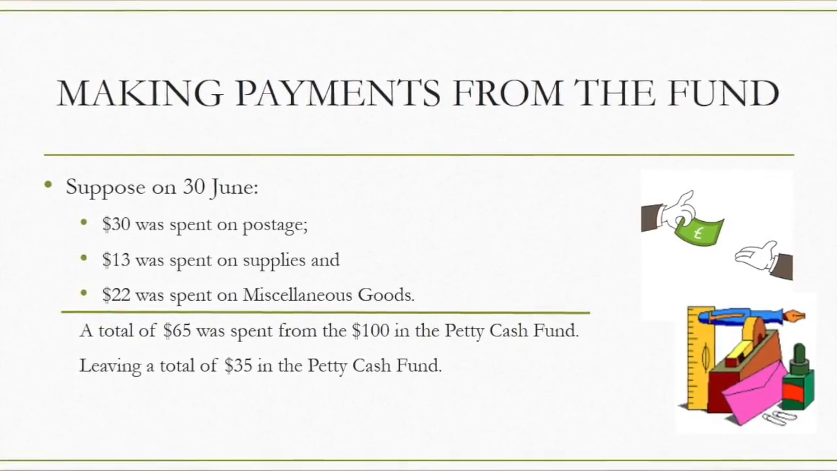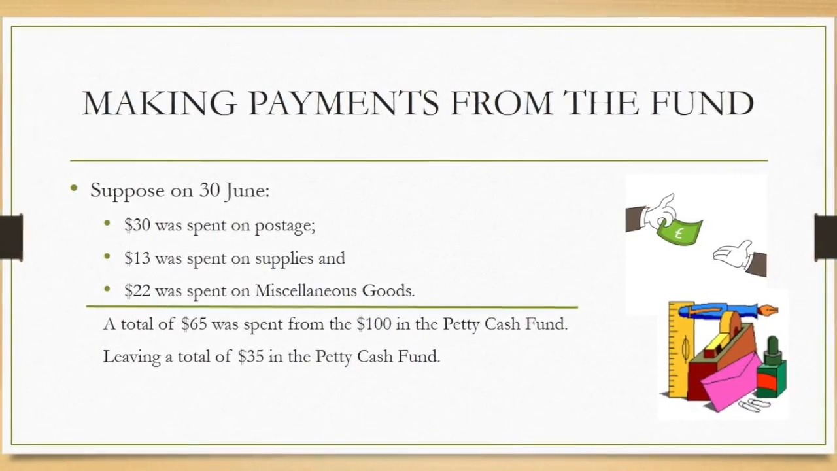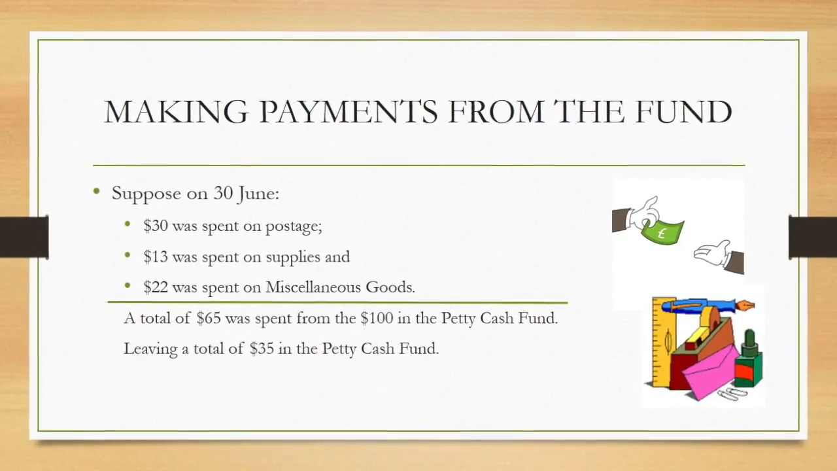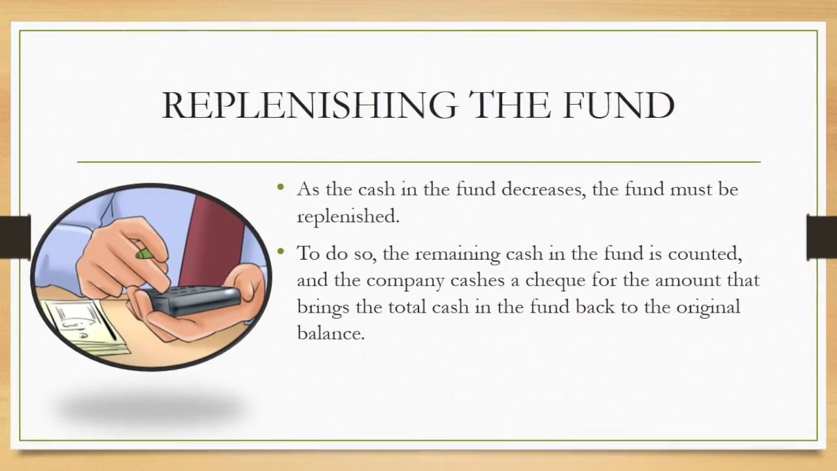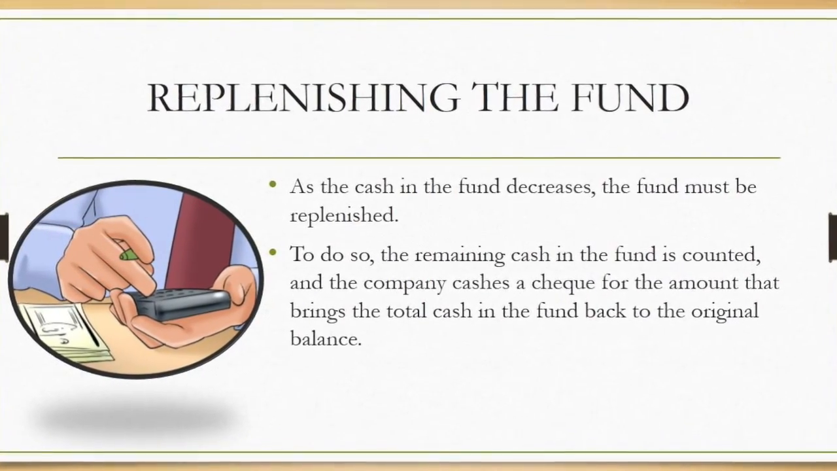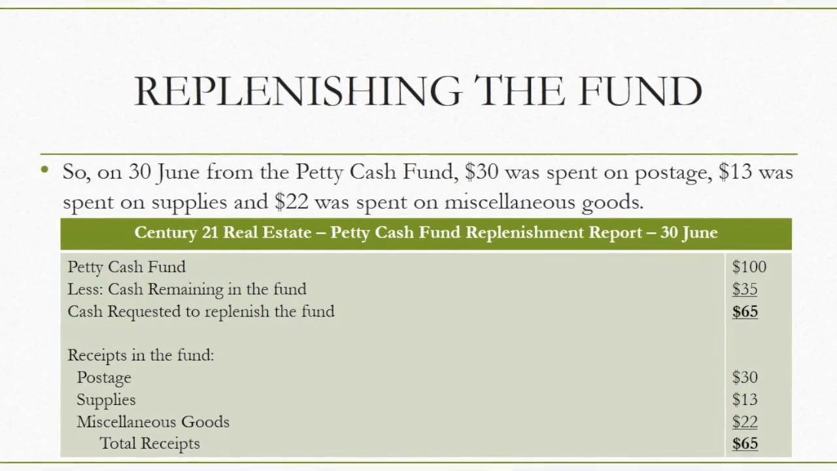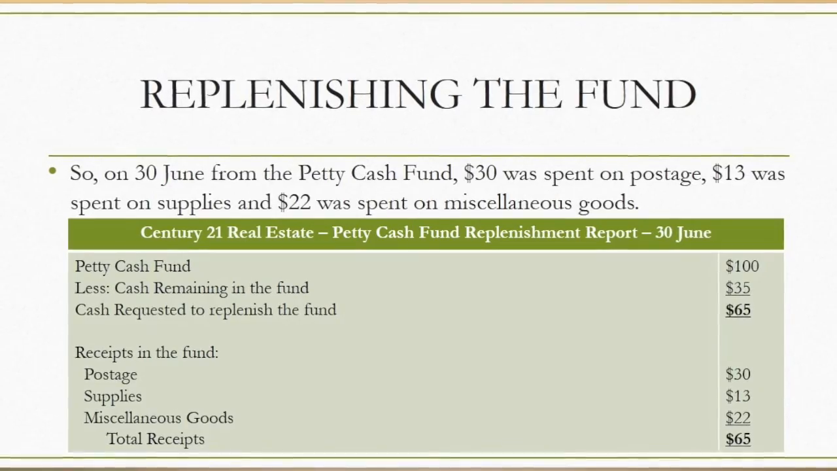So let's say from the $100, we spent $30 on postage, $13 on supplies, and $22 on miscellaneous goods, leaving $35 in the fund. As the cash decreases, we must replenish the fund to ensure we have cash in hand for future activities. In the replenishment report, you will simply state the ins and outs of the fund. For example, how much was spent and when.